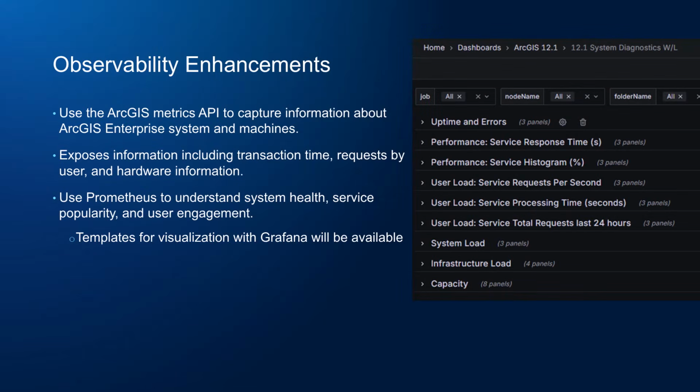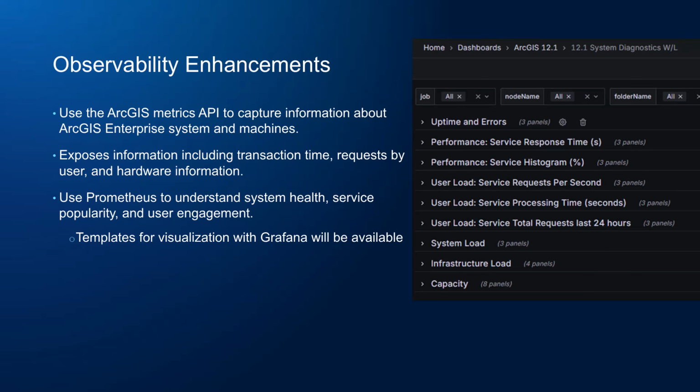The ArcGIS Enterprise Metrics API is now available for Windows and Linux deployments, providing improved observability and aligning with the metrics offering that has been available for ArcGIS Enterprise on Kubernetes. These metrics provide detailed information about the ArcGIS Enterprise system and the machines your components are running on. It exposes key data points including transaction time, requests by user, and hardware information across all software components.